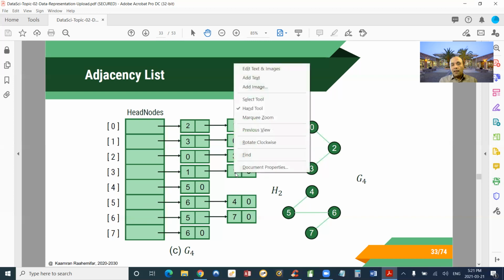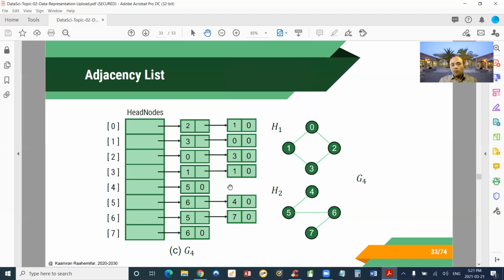So this one is a simple mistake. This is supposed to be 2. As you can see, the last one is 7. 7 is connected to 6, but obviously that's the only connection that 7 has. And 6 is connected to 5 and 7. 5 is connected to 6 and 4.